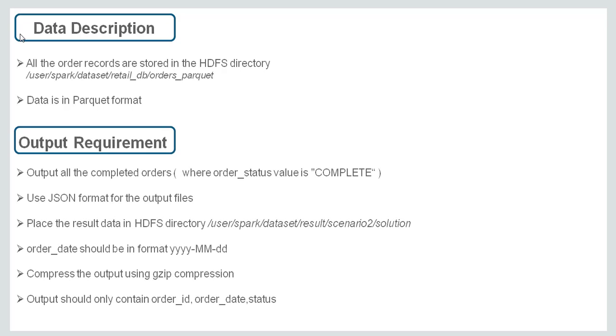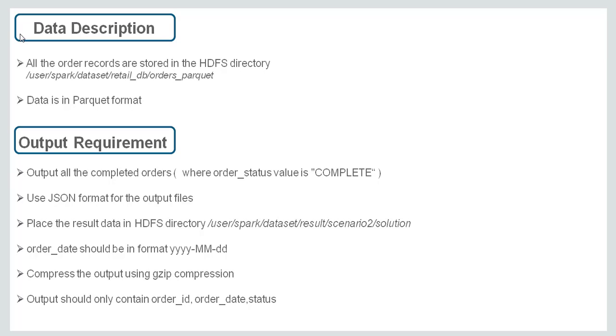Now output requirements. Output all the completed orders, that is where order status value is complete. Use JSON format for the output files. Place the result data in HDFS. Order_date should be in format yyyy-MM-dd. Compress the output using GZIP compression, and output should only contain order ID, order date and status.